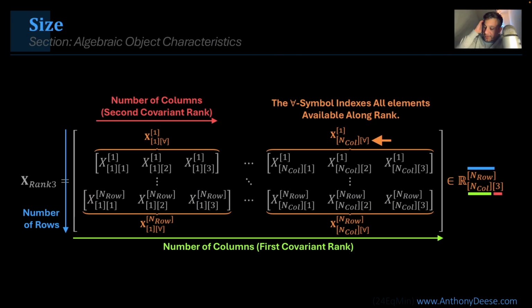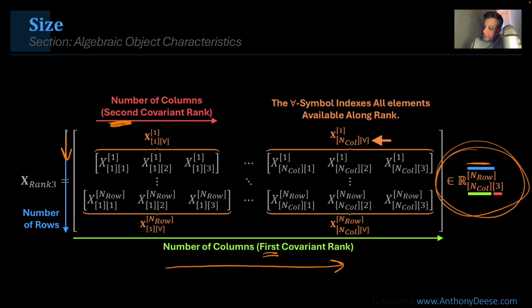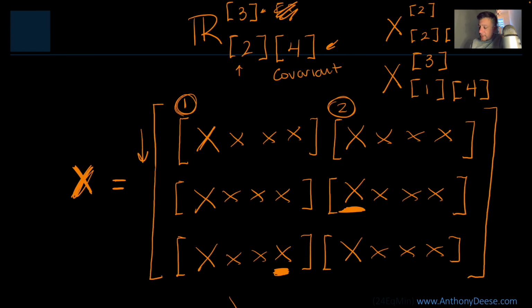Now, this is a more general description of a rank 3 algebraic object. It's grouped in a similar way where we have the blue arrow and the blue index indicating the number of rows. Then we have the green indicating the number of columns along the first covariant rank, and then the red indicating the number of columns along the second covariant rank, and we use a similar size. Now, the one thing I do want to talk about is the upside down A, which many of you may be familiar with from mathematical notation, indicates all. So how do we use that here?